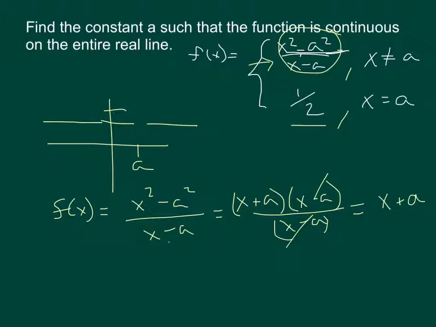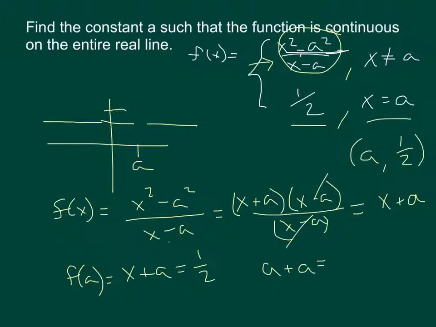Well, we know that x plus a has to equal 1/2. What we also know is that this point is going to be at the location a, 1/2. We don't know where a is, but we know the value is going to be 1/2. So f of a has got to equal a plus a, which equals 1/2, or 2a equals 1/2. So a needs to be 1/4 for it to work.